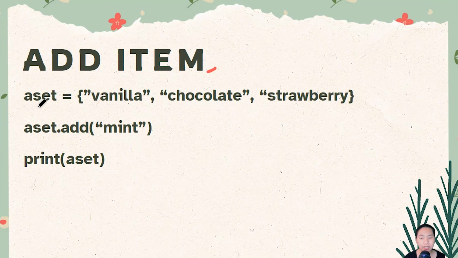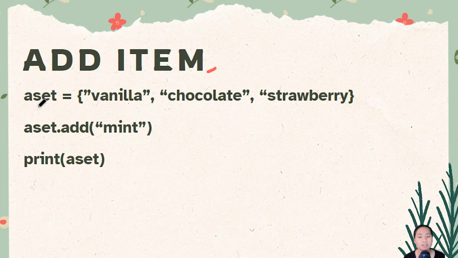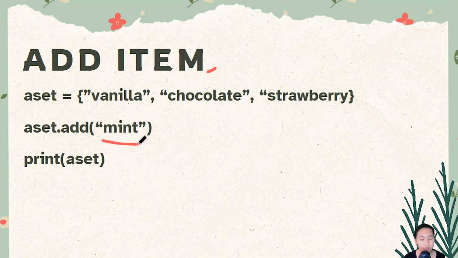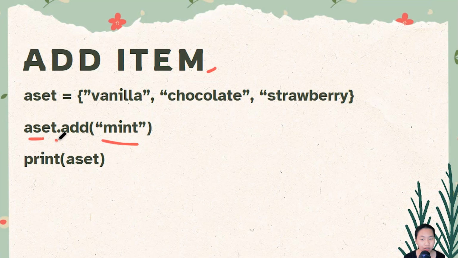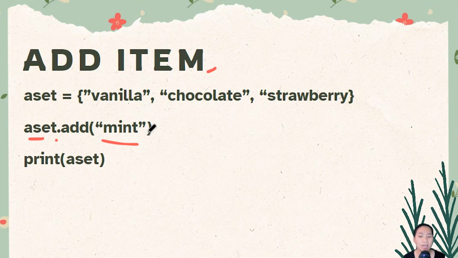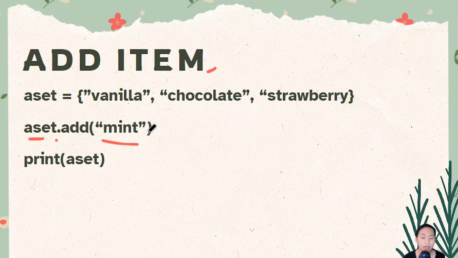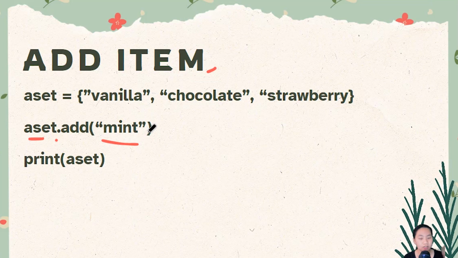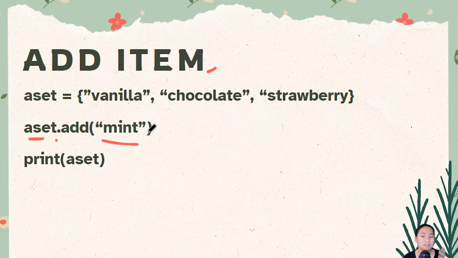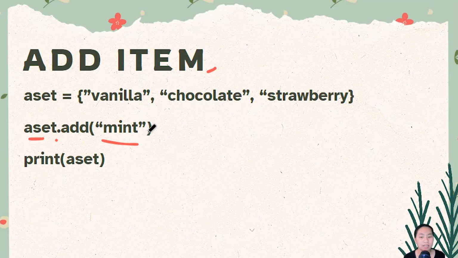I have a set over here: vanilla, chocolate, and strawberry. Now, I want to add the value mint into this set. I'm just going to write the name, dot, add, and then put in mint as the argument for the add method. Now, if I print this out, I'm going to have vanilla, chocolate, strawberry, and mint. Perhaps not in that order because sets are unordered, but in total, that's what you're going to get.